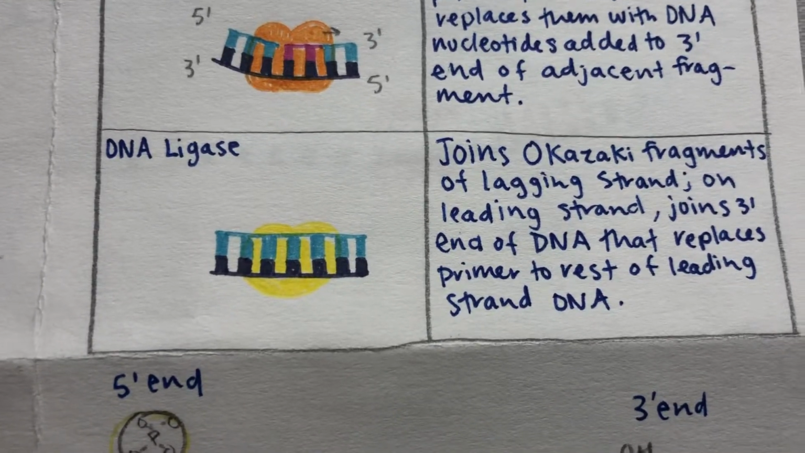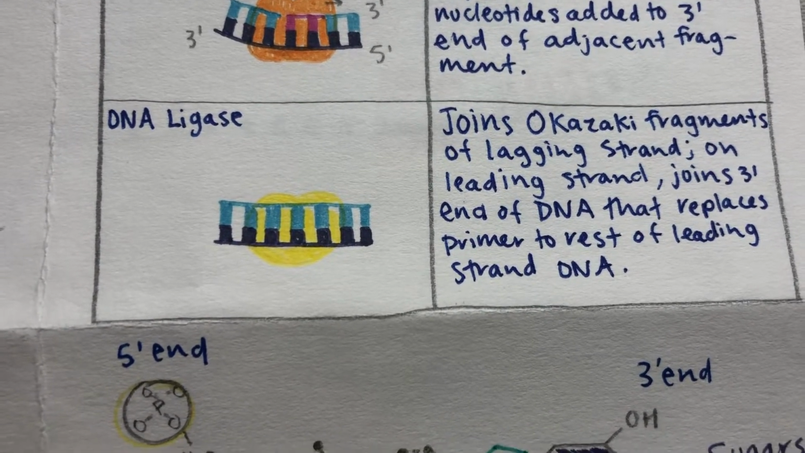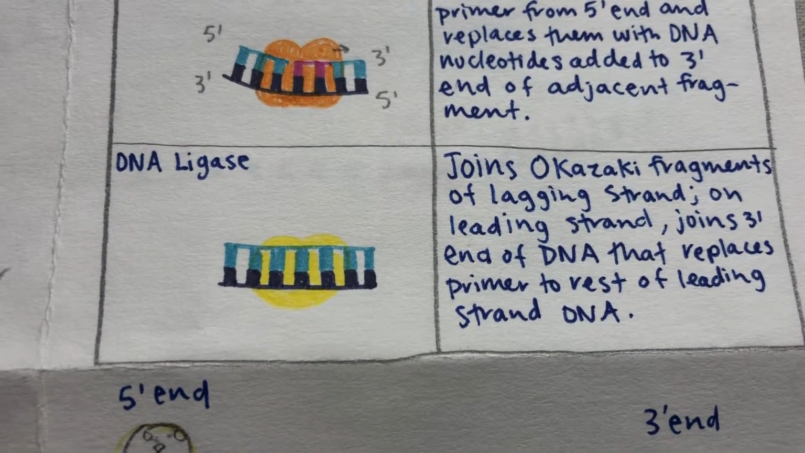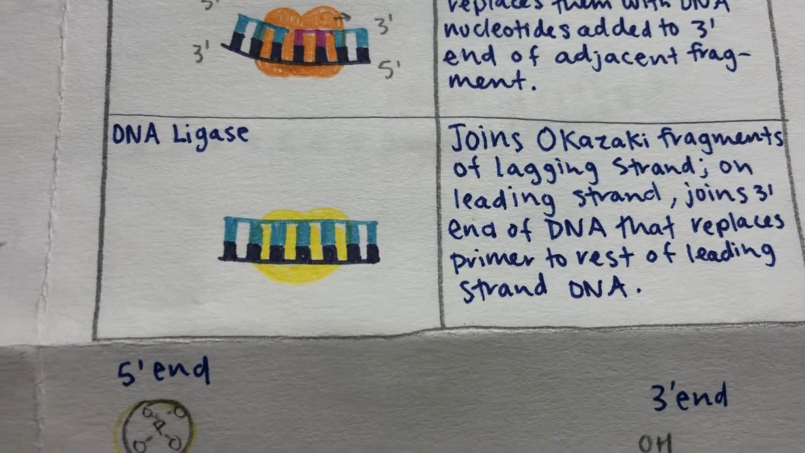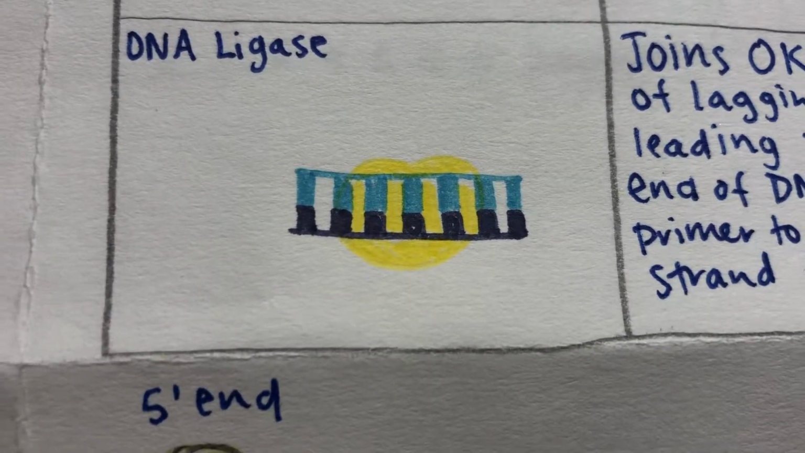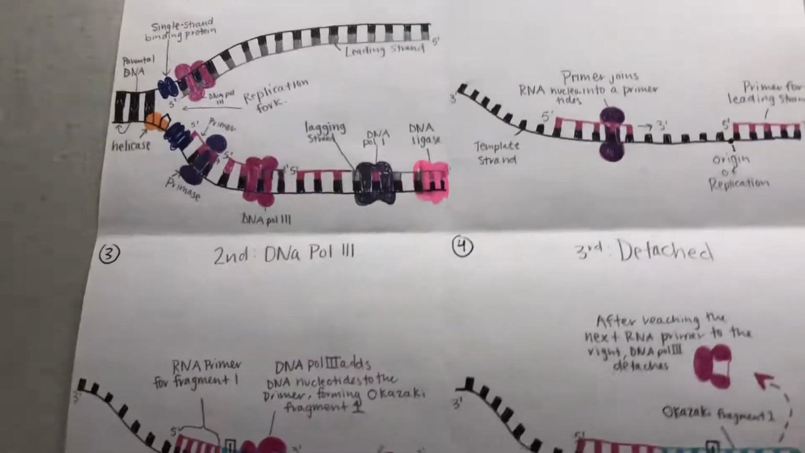It joins the Okazaki fragments of the lagging strand on the leading strand. It joins the 3' end of the DNA that replaces the primer to the rest of the leading strand DNA. So there's a nice little drawing. I hope that this has been helpful for you guys.